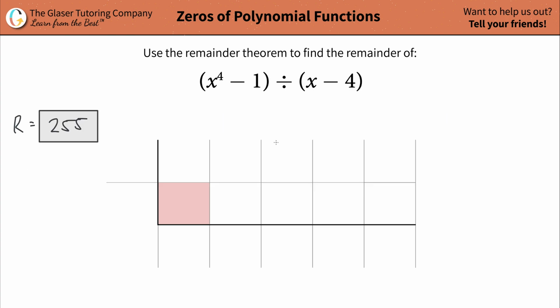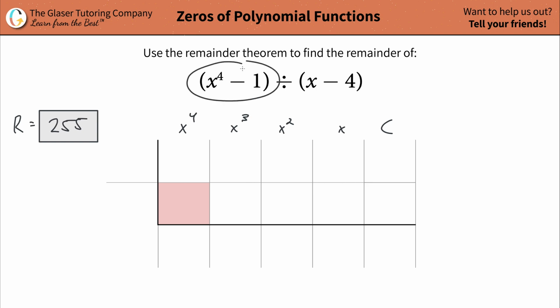Take a look. To figure out the number of columns here, which I have 5 of, you look at the highest power of x in the function and add 1 to it. Then this is going to be the coefficient of the x to the 4th, this is x cubed, this is x squared, this is x, and this is your constant.